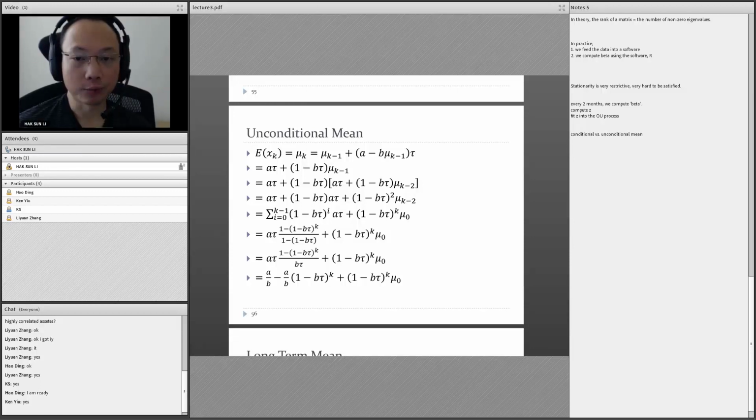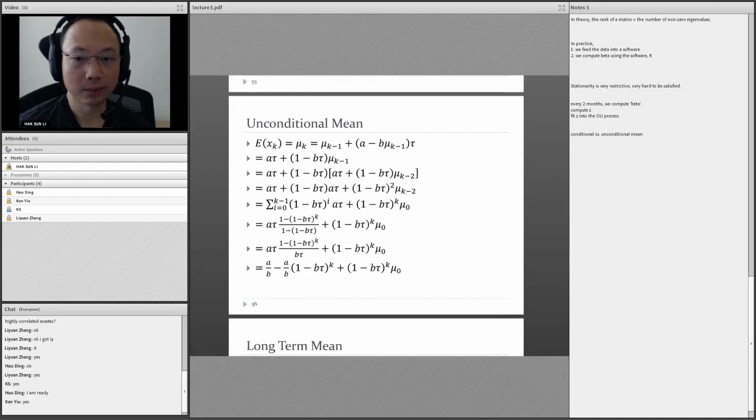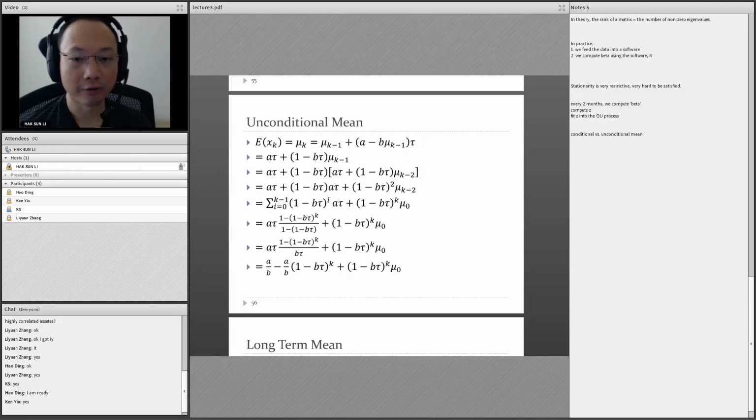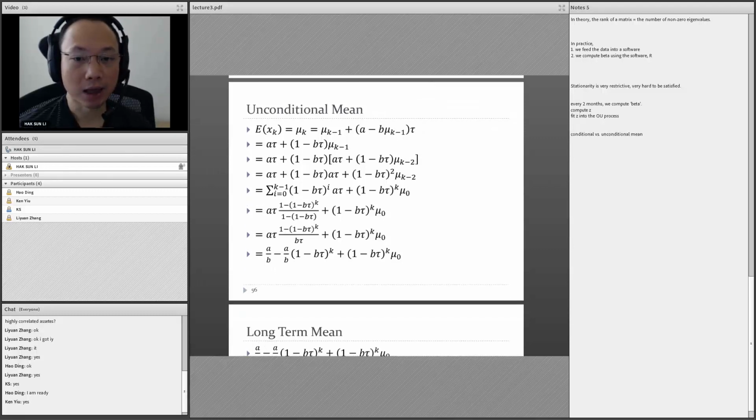So we group the terms. We move this, 1 minus b tau, for the mu k minus 1 term. Okay, so this is a tau. We write here, and again we repeat the same thing. We have a definition, right? Mu k equals this. So mu k can be written in terms of the lag value of mu, and likewise mu k minus 1 can be written in terms of mu k minus 2.